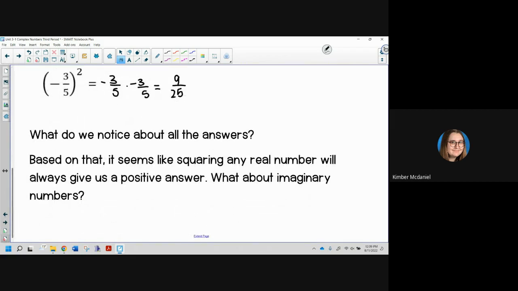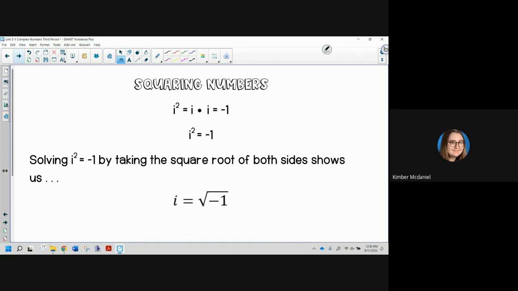But the reason I wanted you guys thinking about this is that now we're going to ask ourselves, what happens when we square imaginary numbers? I want you to write down these 2 things here, and then we're going to write something beside it. Just like we saw in that last slide, anything raised to a power of 2 means we are multiplying it by itself. So here we can see i squared, and i is an imaginary unit. It is an imaginary number. It is not a variable.